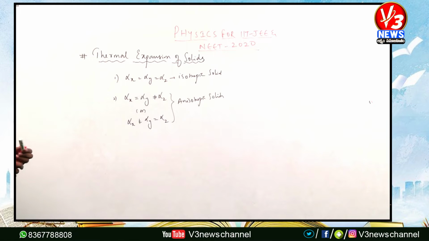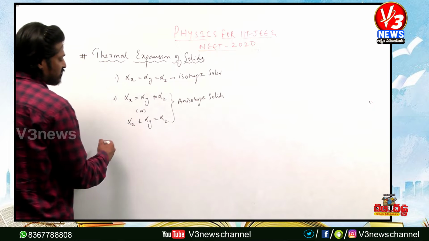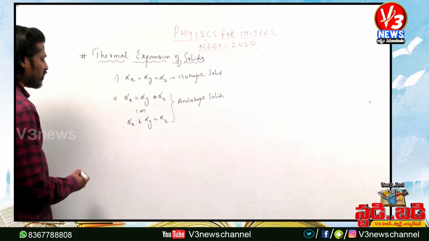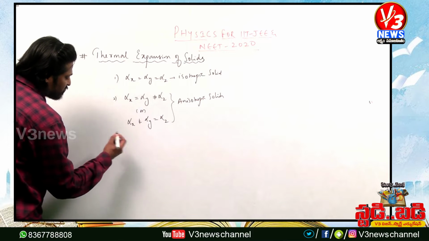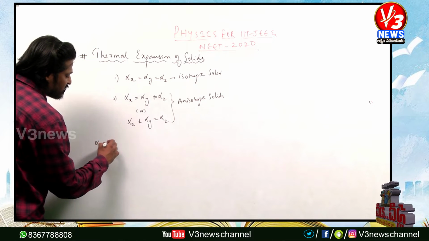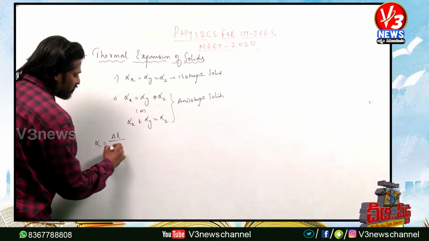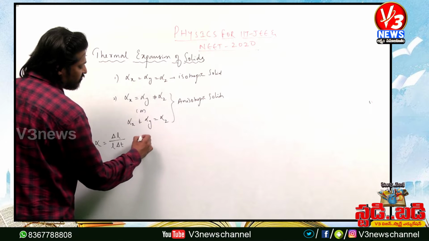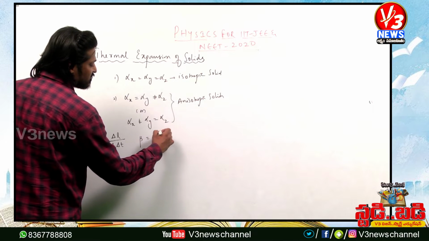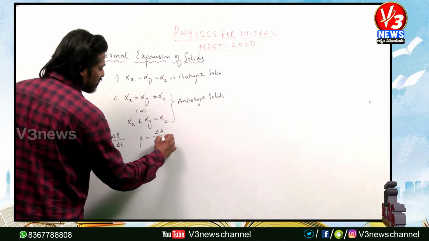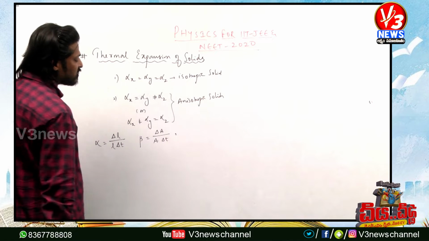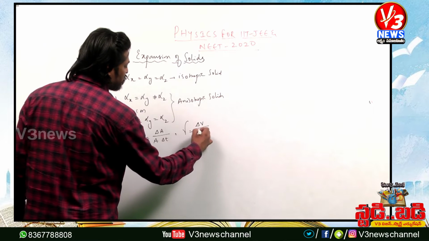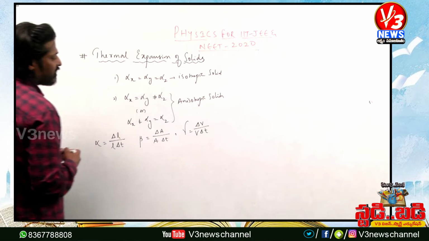In this we have 3 types of expansion: coefficient of linear expansion, areal expansion and volume expansion. For linear expansion in 1D, alpha is equal to change in length by original length into temperature difference. For 2D bodies, beta is equal to change in area by original area into temperature difference. For 3D bodies, gamma is equal to change in volume by original volume into delta T.